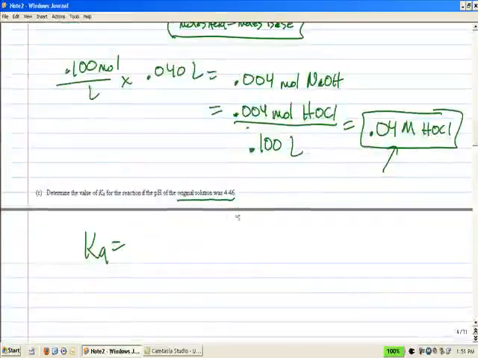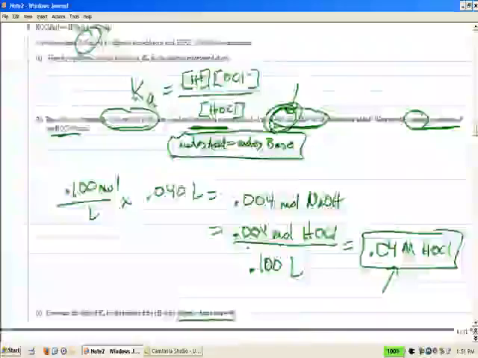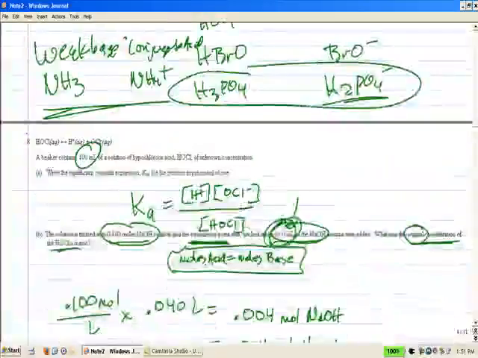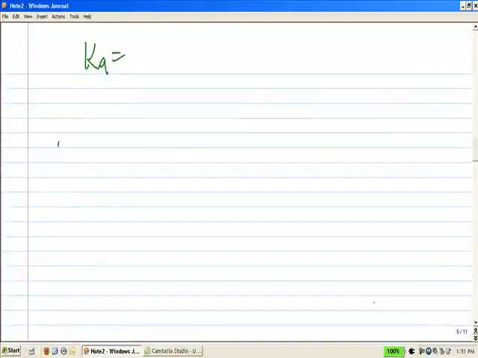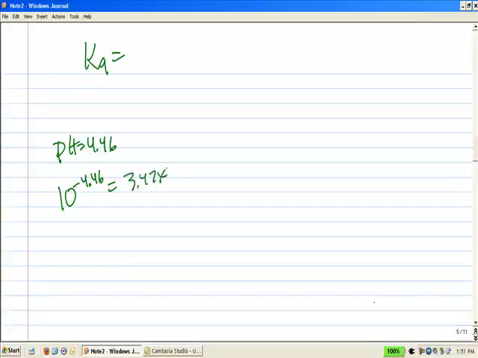And they tell us the pH is 4.46. If we know the pH is 4.46, we right away can find the hydrogen ion concentration. So let's do that. If the pH equals 4.46, we know that the hydrogen ion concentration is 10 to the negative pH. So 10 to the negative 4.46 equals 3.47 times 10 to the negative fifth.